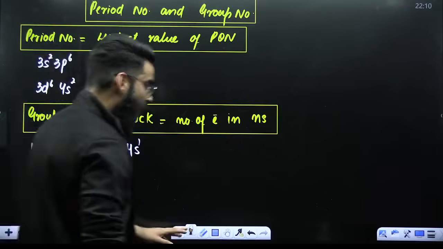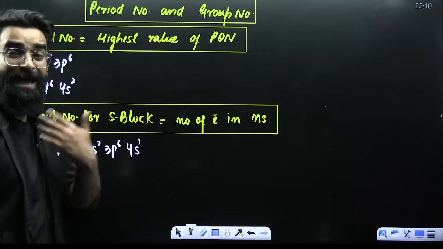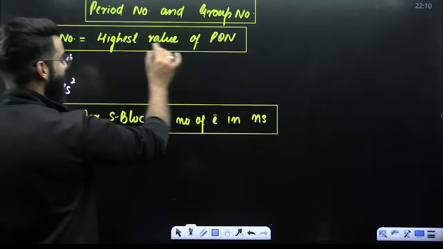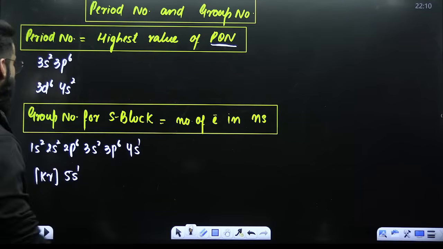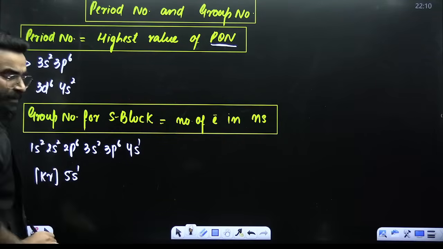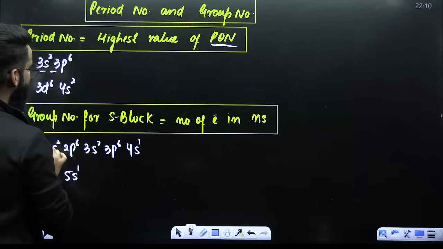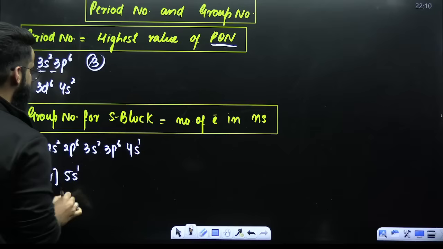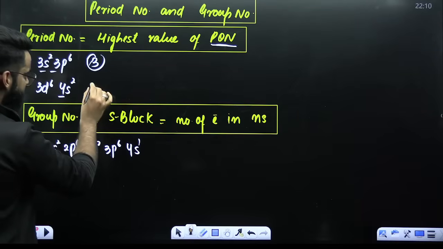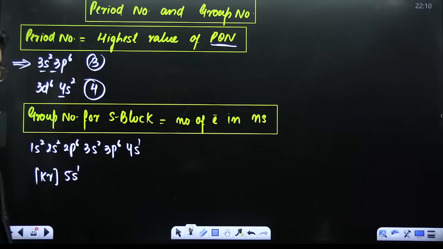Now, how do you calculate the period number of an element? The highest value of principal quantum number gives me the period number of an element. Let's say you've got an element whose configuration is given to me. What is the highest value of principal quantum number here? The highest value of principal quantum number is 3, so the period number of this element is 3. Here the highest value of principal quantum number is 4, so the period number of this element is 4.